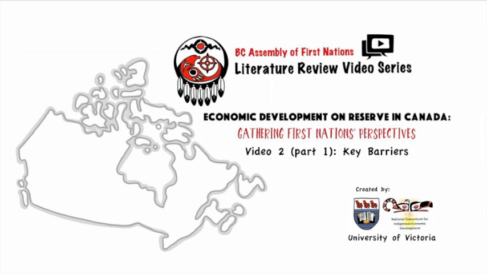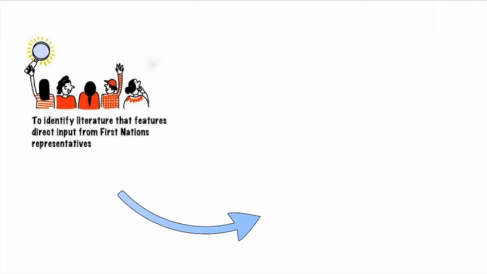One primary objective of this project was to identify the key barriers to First Nations economic development on reserve using a systematic review of the literature. The following primary inclusion criterion was used to select the literature that is featured in the review. The source must involve direct input from First Nations representatives.